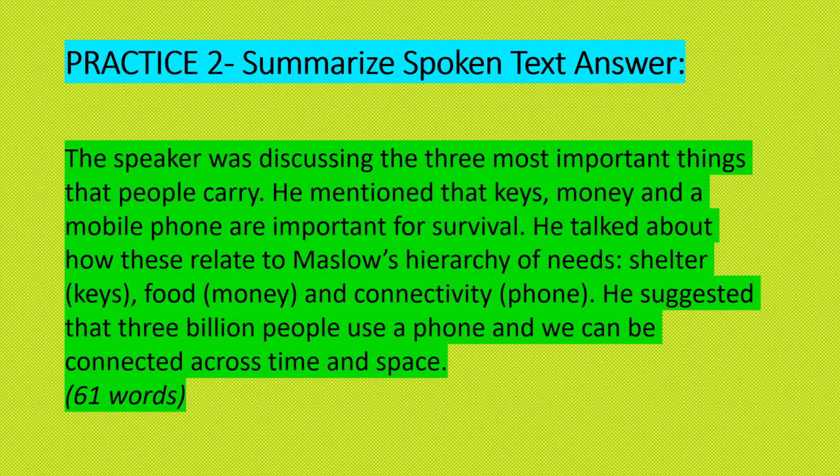So let's take a look at the answer now. The speaker was discussing the three most important things that people carry. He mentioned that keys, money, and a mobile phone are important for survival. He talked about how these relate to Maslow's hierarchy of needs: shelter, food, and connectivity. He suggested that 3 billion people use a phone and we can be connected across time and space.